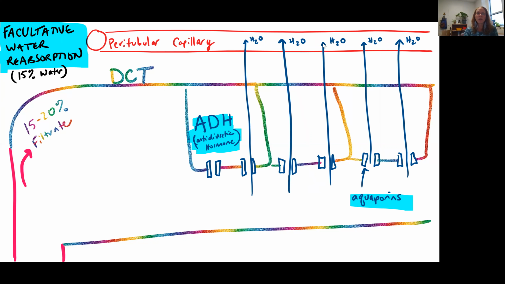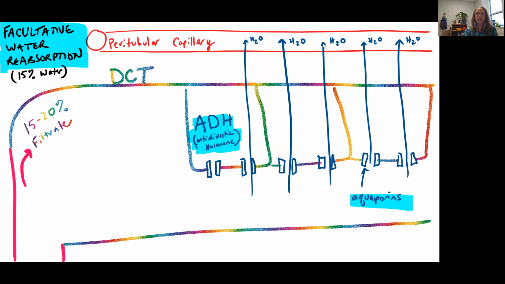We said that 85% of the water has already been reabsorbed at the PCT and the descending limb of the nephron loop. And so we see that there's 15% of the water remaining that may or may not be reabsorbed. If that water is reabsorbed, we call that facultative water reabsorption. That's happening in the DCT under the control of the hormone antidiuretic hormone, or ADH.